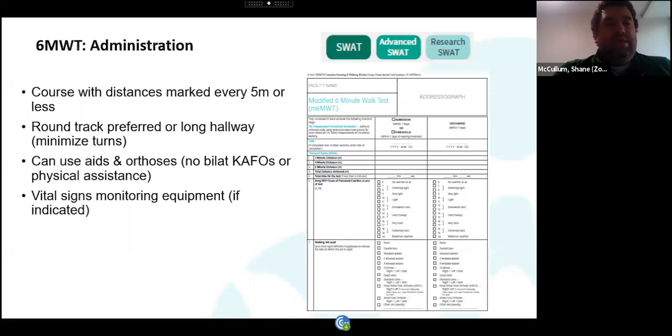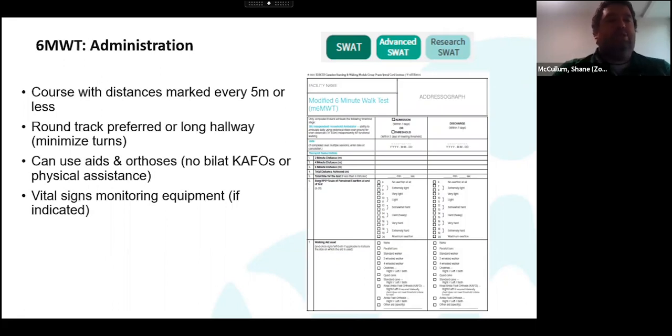The 6-minute walk test. The course is used with distances marked every 5 meters or less. Ideally, a round track is preferred or a long hallway. I know our center does not have a round track, so we use a hallway with 2 cones that are 30 meters apart. And you want to have as big a distance as you can in order to minimize the number of turns, which obviously people slow down on turns, so you're not necessarily getting your full capabilities if you have too many turns.